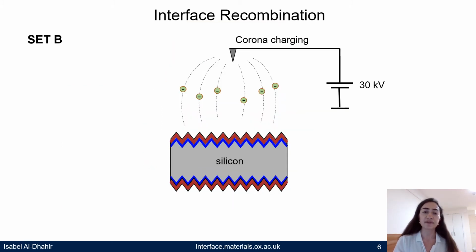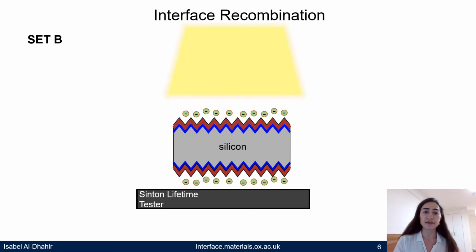On set B substrates, since PEDOT:PSS doesn't apply well to textured surfaces, we used incremental additions of negative corona charge to serve as the gate on both the front and rear surfaces. We could then take lifetime measurements of the corona charged specimen, where the concentration of corona charge was verified using Kelvin probe.